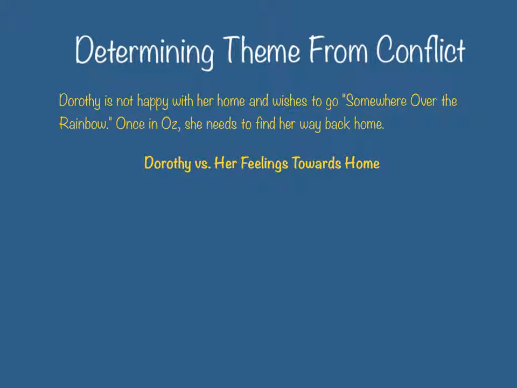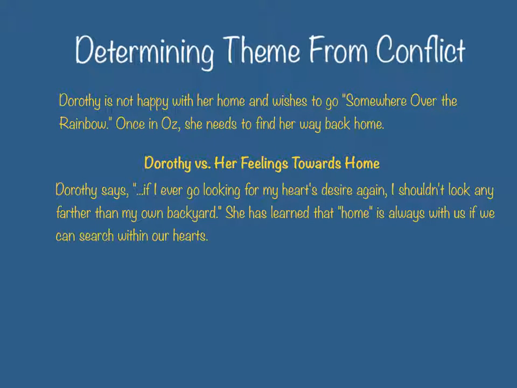So ask yourself, how is this conflict resolved, and what does Dorothy learn as a result? At the end of the movie, when Dorothy's about to go home, she tells Glinda, if I ever go looking for my heart's desire again, I shouldn't look any farther than my own backyard. So this quote is also a clue to the theme and what she's learned, that her home is always with her. It's always with us if we can search within our hearts.